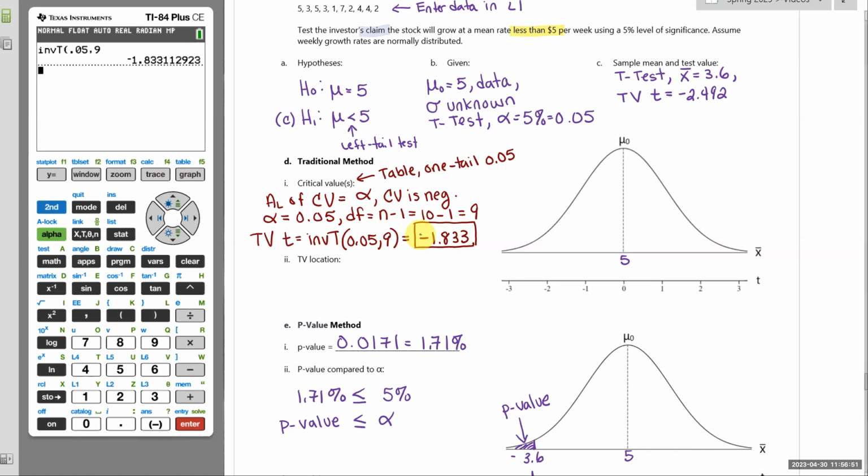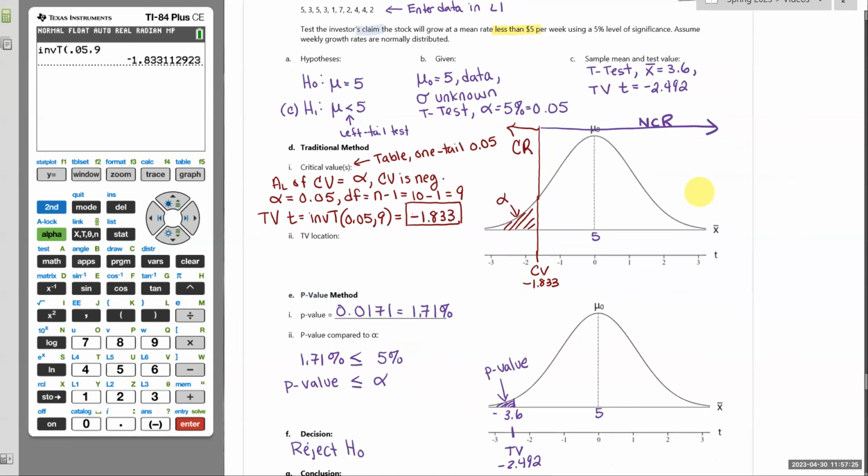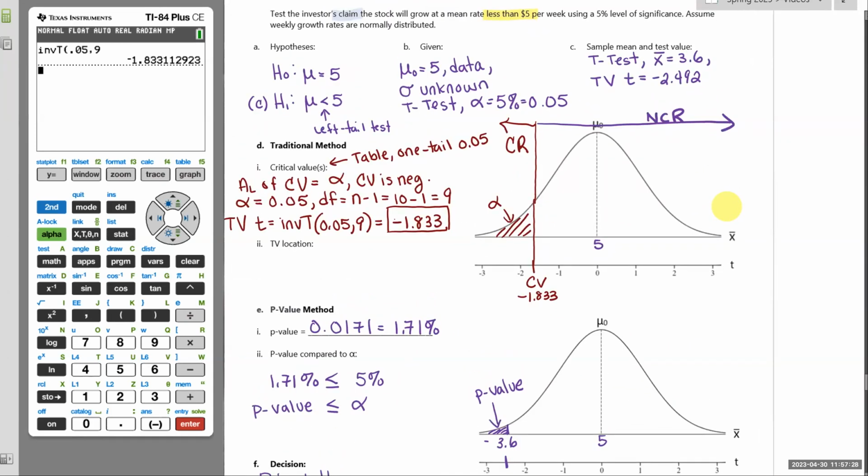All right, so just approximating there. So there's my critical value, negative 1.833. And so my alpha is the area left of that. And the t values in that shaded area represent your critical region. So the unshaded area is your non-critical region. So a little bit more involved in the setup there for the traditional method.